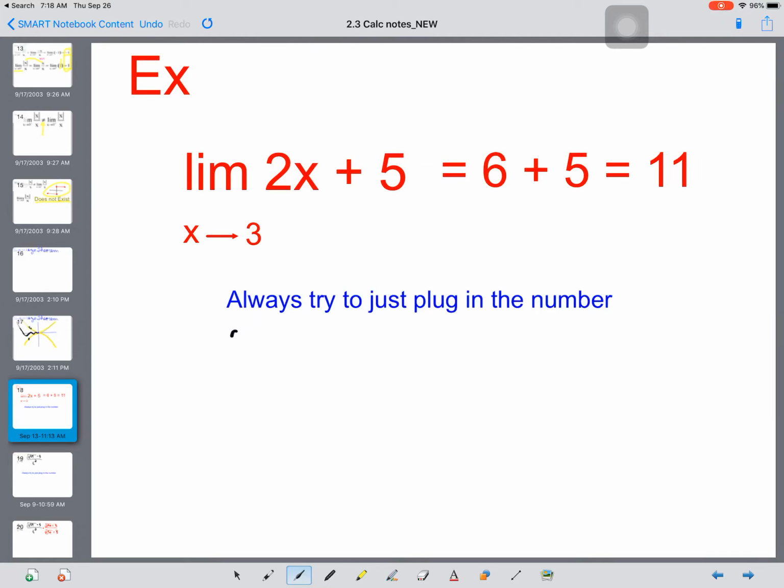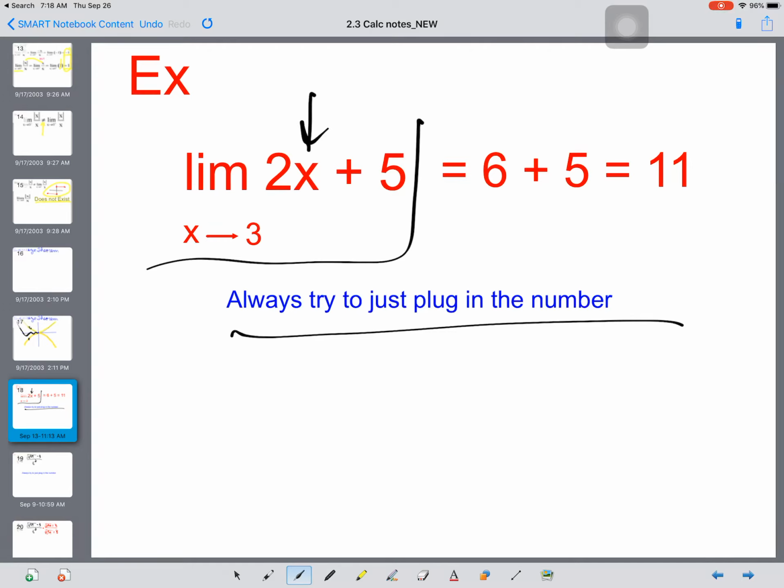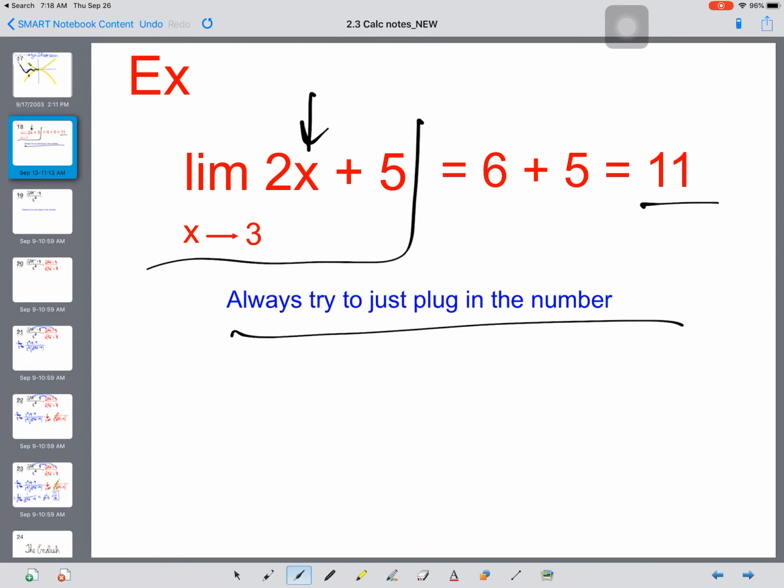So as I said before, when you're taking a limit, just always try to plug the number in if you can. So if I wanted to take the limit of 2x plus 5 as x approaches 3, just plug 3 into the equation, and 2 times 3 is 6, 6 plus 5 is 11. That's the limit. For nice functions, the limit is simply the function value at that point. But of course, we're going to do ones that are more interesting, which are the ones that you can't do that. But always try first.